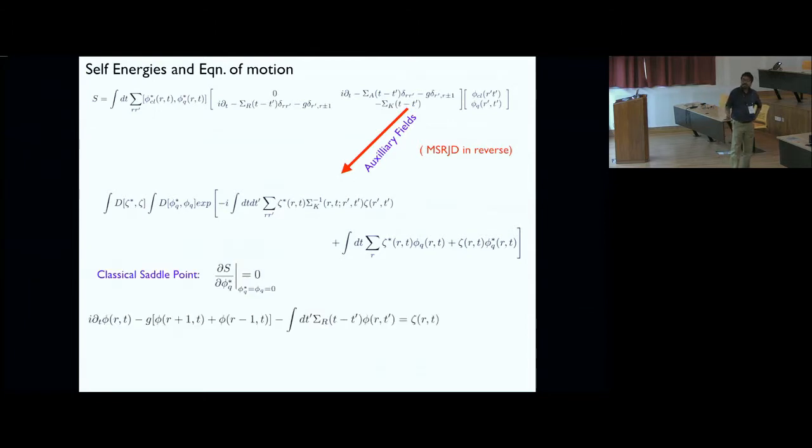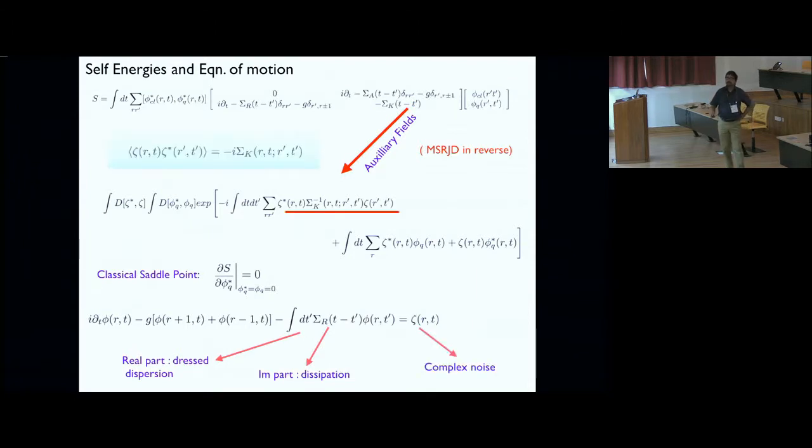So then if you take the classical saddle point, you will see that this is just the standard Schrodinger equation, then you have this sigma r, t minus t prime, phi r, t prime, times something which looks like a Langevin noise, okay? And the real part of this will dress up your dispersions, the imaginary part of this would lead to dissipation, and this is some complex noise. The noise correlator is nothing but this Keldysh self-energy. So one way to think about these things is self-energies would simply give you, in one case, the dissipation kernel, in one case, the noise kernel.